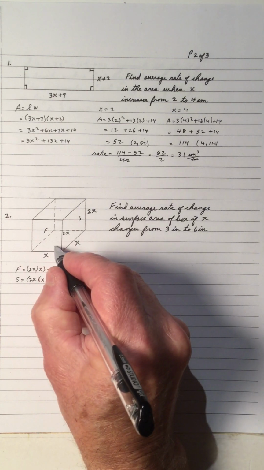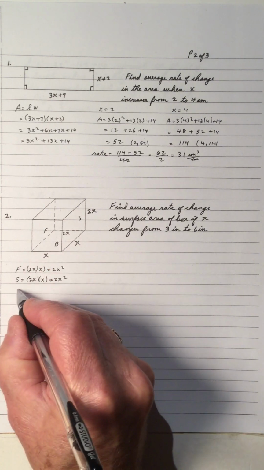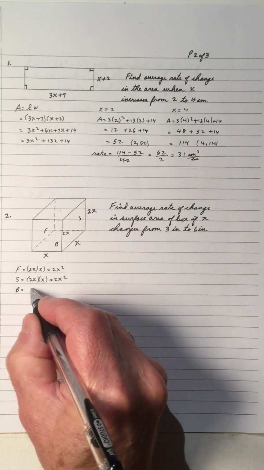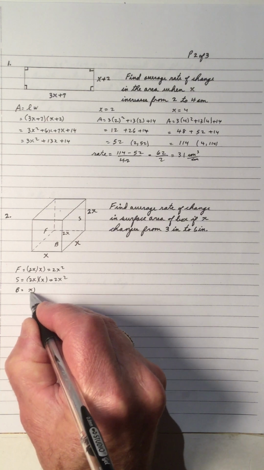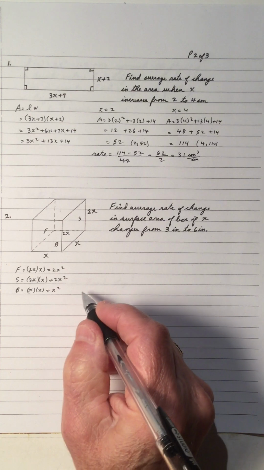And let's go with the bottom. The bottom of the box, the bottom, I'll call B for bottom, is again, it's a square. So it's s squared, or it's x times x, which is x squared.